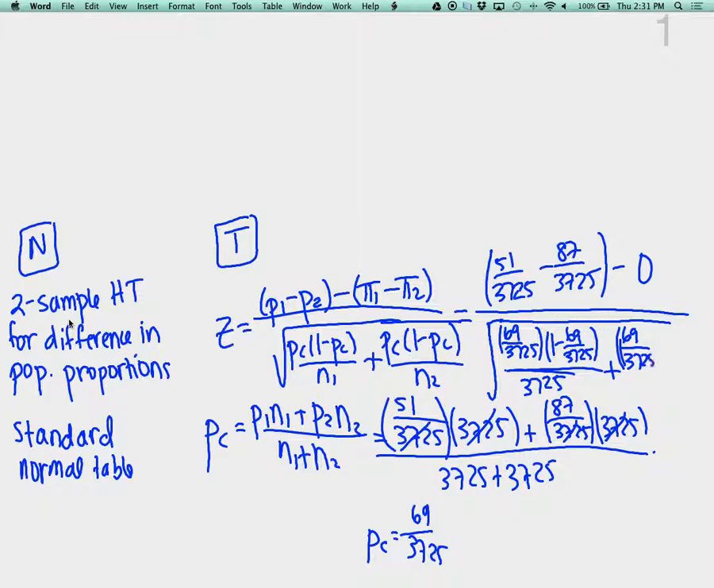How much work are you wanting us to show? All of this. Can't you just put PC equals 69 over 3725, and then just write PC? Isn't there some more efficient way? There is no quick way to do this. This is the only way.